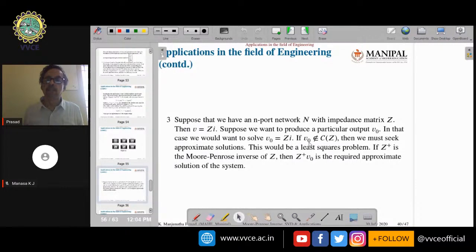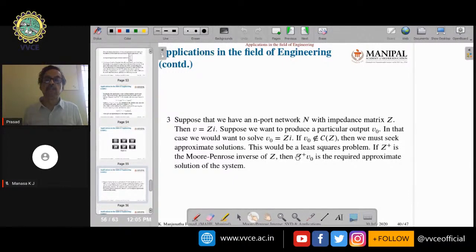If V naught is not in the column space of Z, it may not be a full rank matrix. Suppose it is not in the column space, then we will have to look for an approximate solution. Remember, earlier I talked about the least square minimum norm solution. That will be given by the Moore-Penrose inverse. Which solution do we want when it is not consistent? When there is no solution, I look for a particular solution that is given by Z plus V naught. V naught is what we wanted.